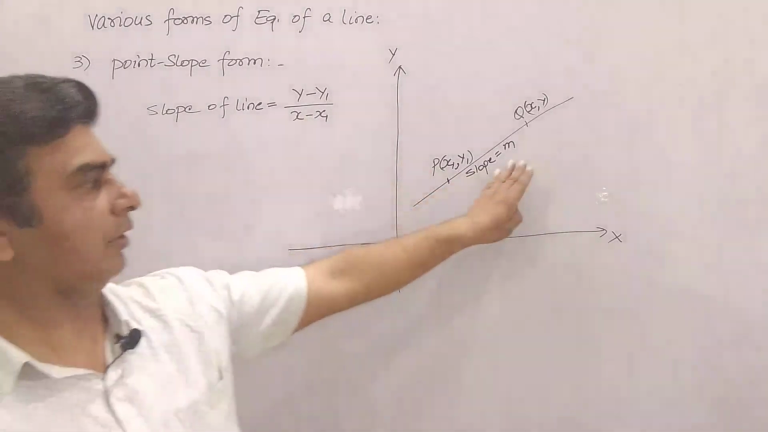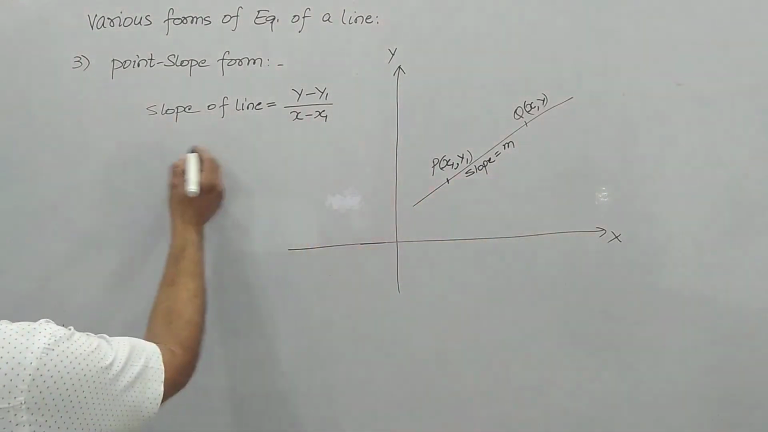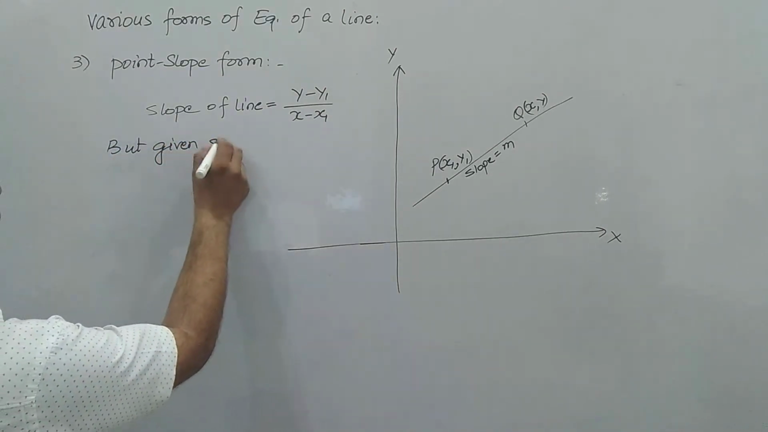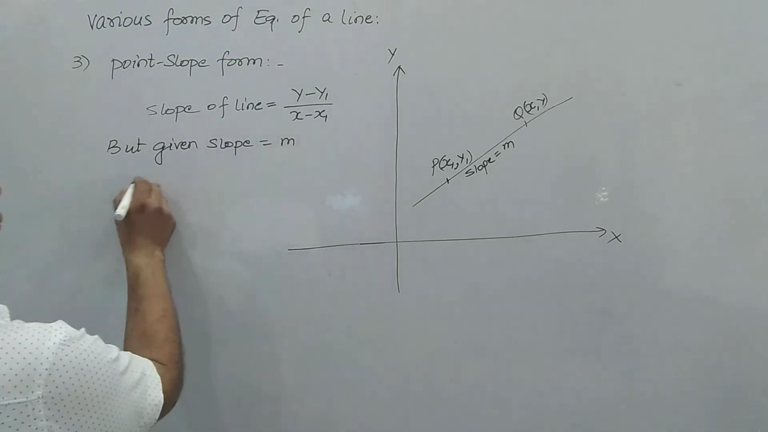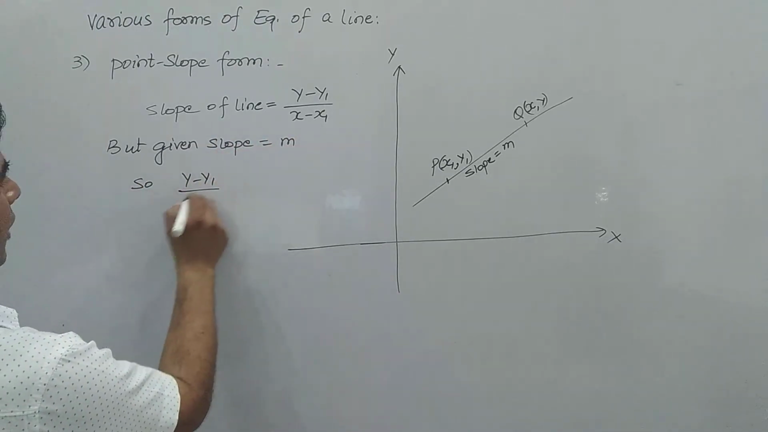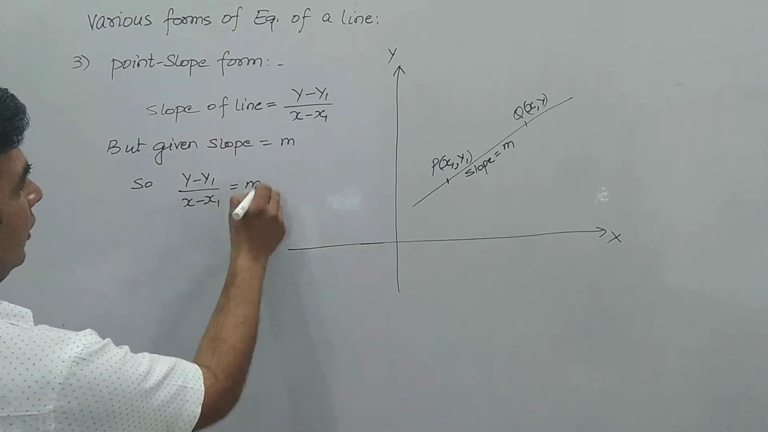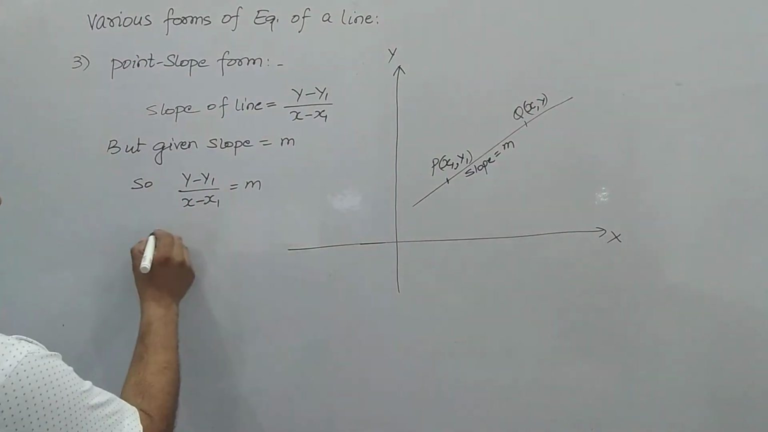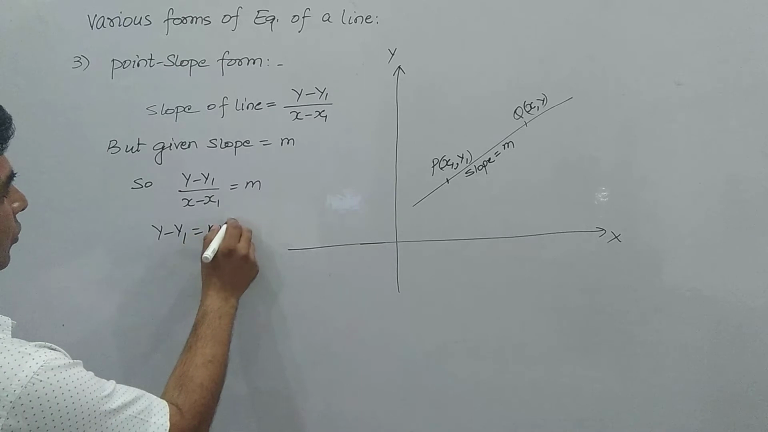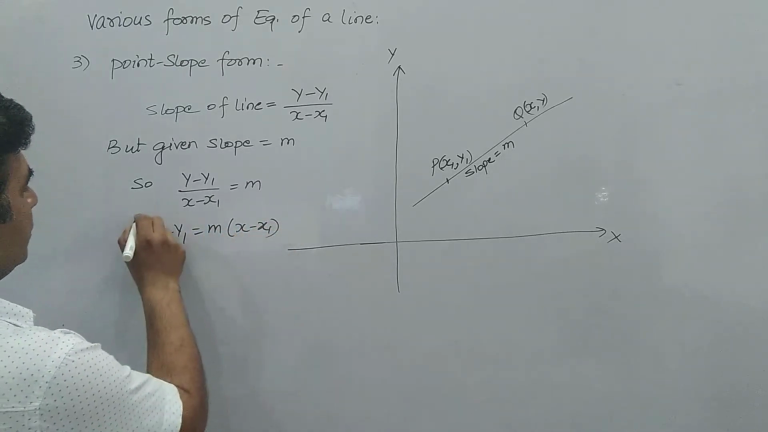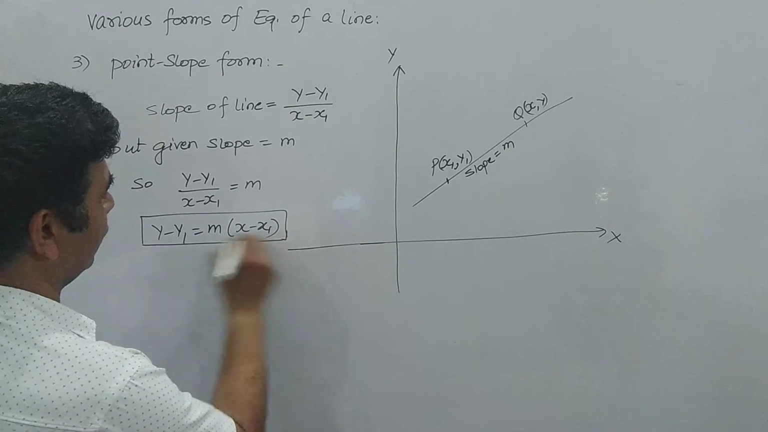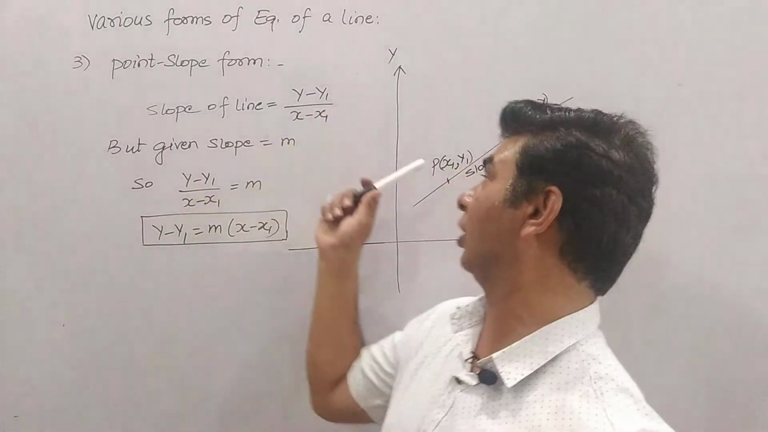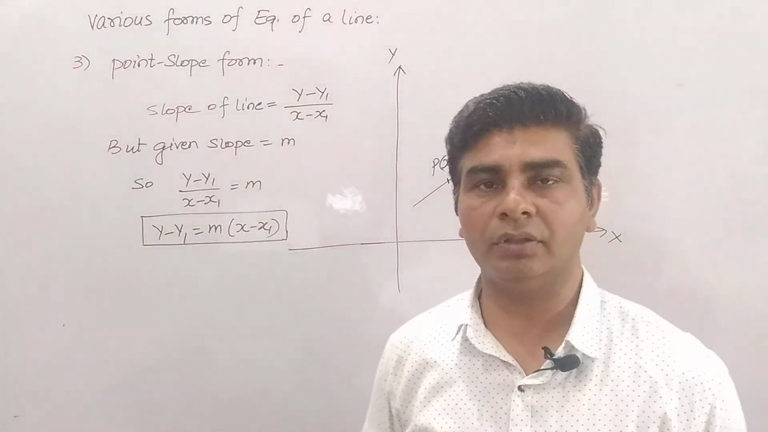But already we are given that the slope of the line is m. So both will be equal to each other. Given slope is m, so y minus y1 upon x minus x1 will be equal to m. Both are the slope of the same line, so they can be put equal to each other. It implies y minus y1 is equal to m into x minus x1. So this is the equation of a non-vertical line which is passing through a fixed point x1 comma y1 and having slope m.